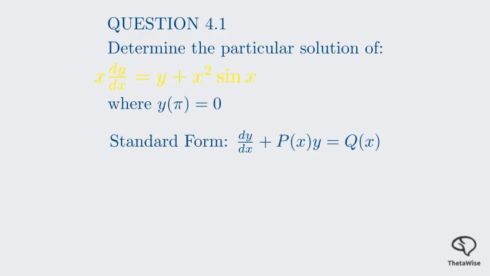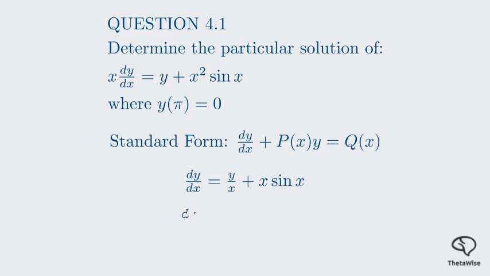Let's begin with our equation. x times dy/dx equals y plus x squared sin of x. The first thing we need is for the dy/dx term to have a coefficient of 1. Right now, it's x. So we'll divide the entire equation by x. This gives us dy/dx equals y over x plus x times sin of x.